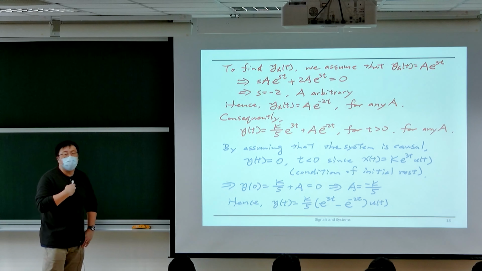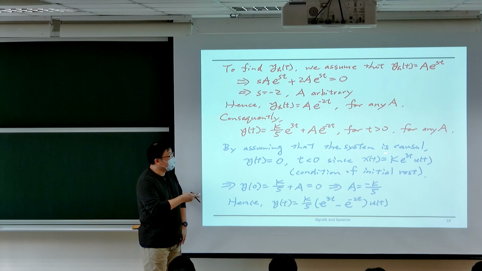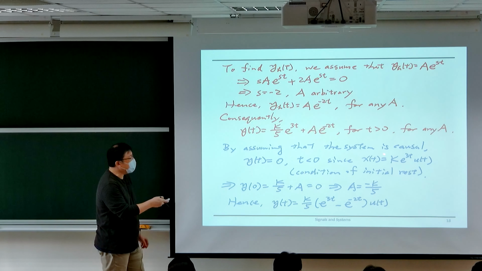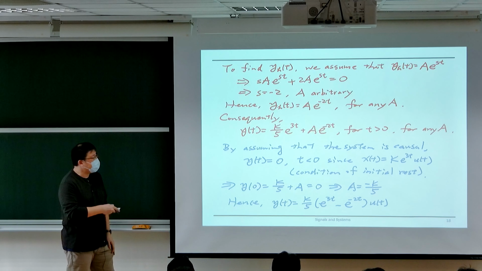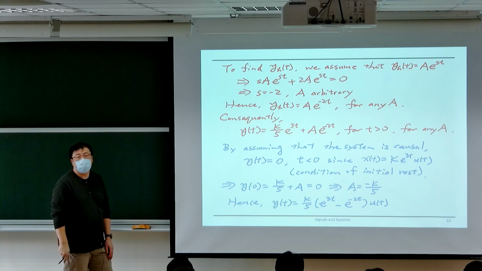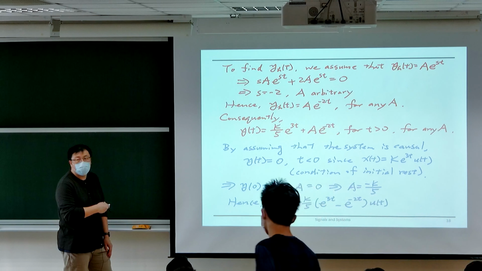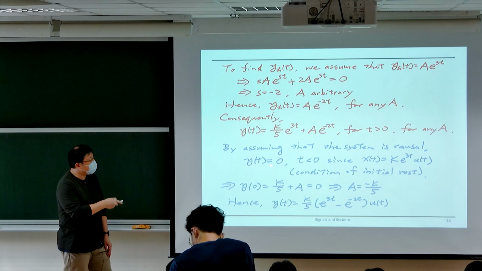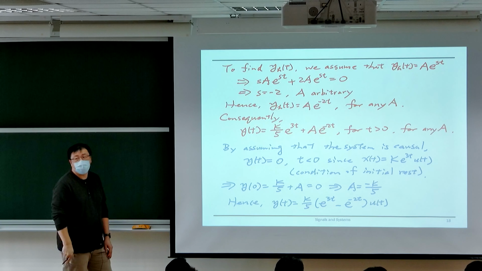Now for us, we're often accustomed to making the assumption that the system is causal, meaning that you should not have any response before the signal arrives. So by the causality of the system, we know that y of t should be equal to 0 for all t less than 0 because the signal doesn't arrive until time 0.